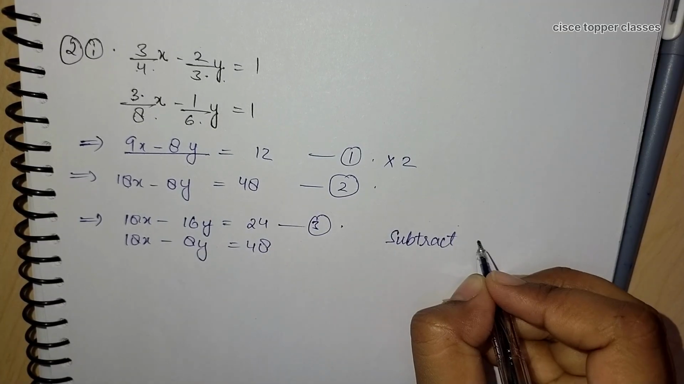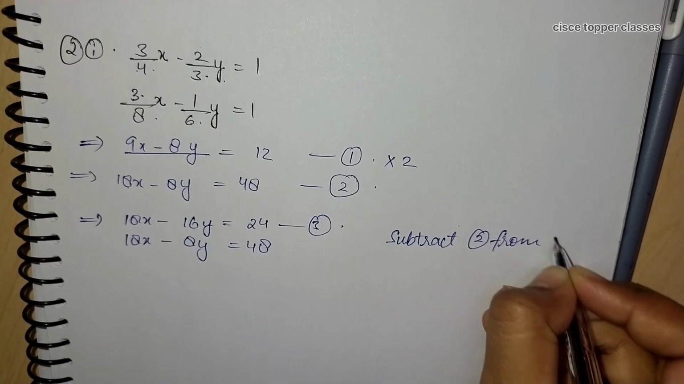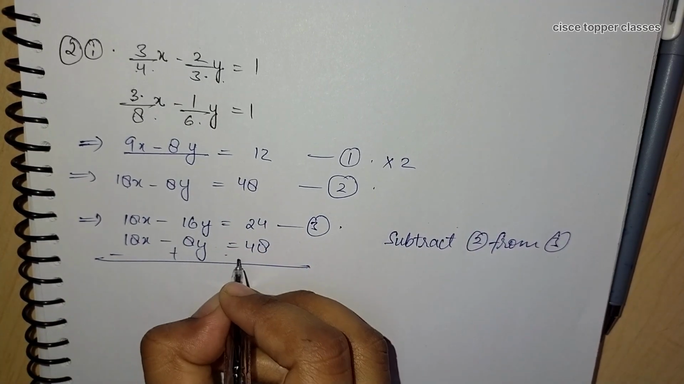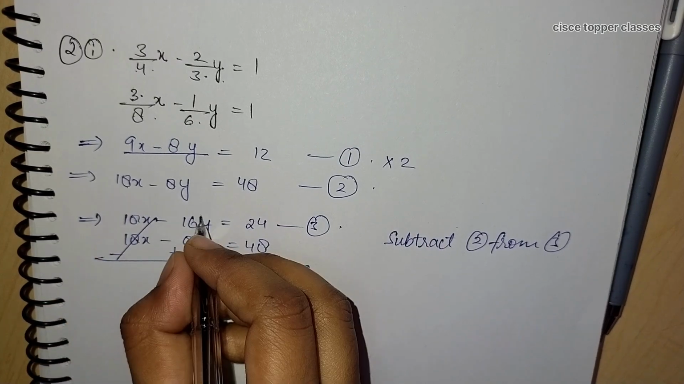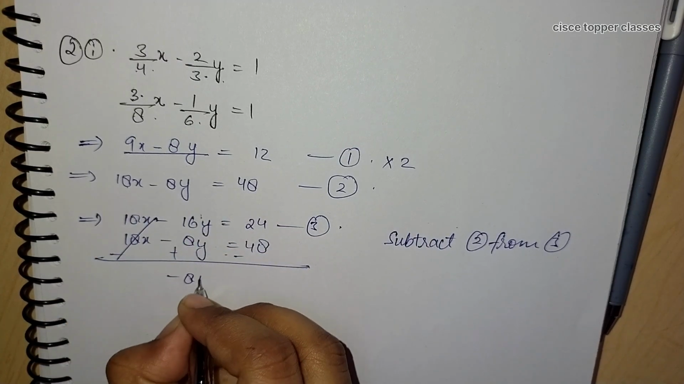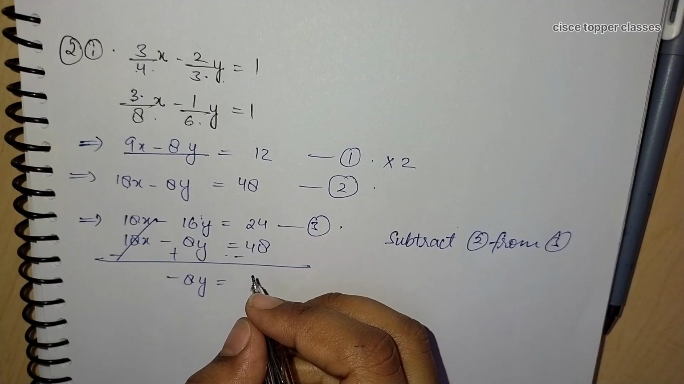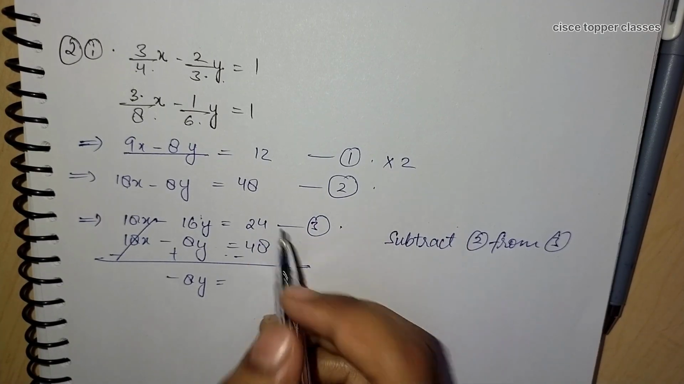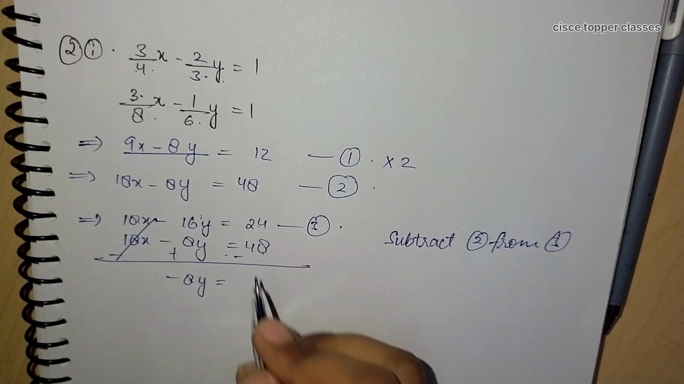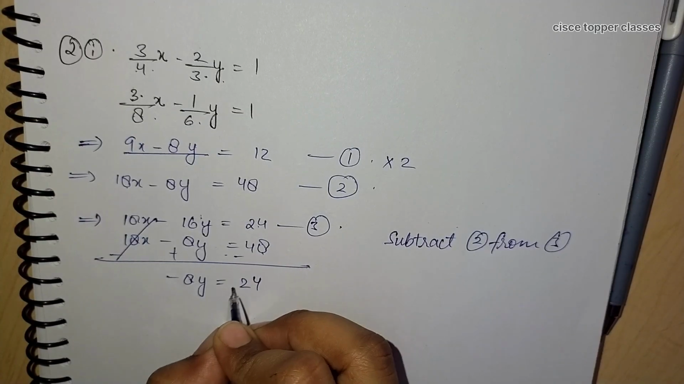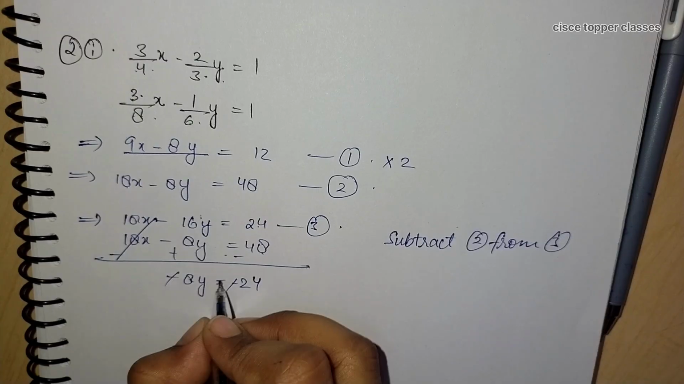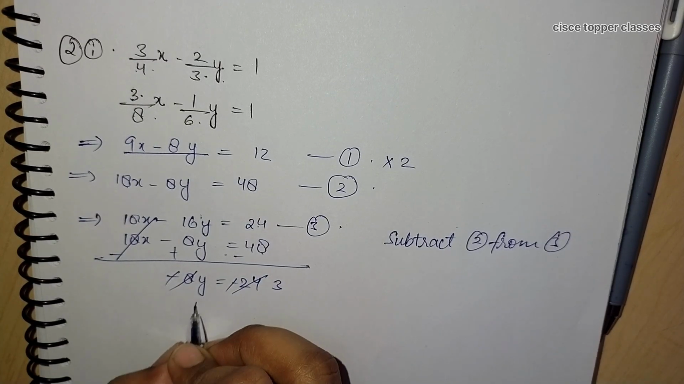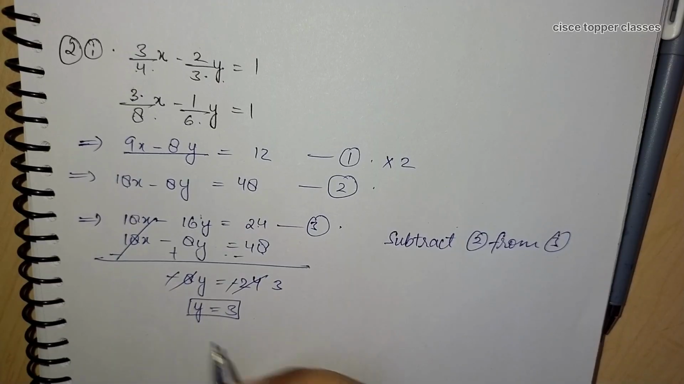Subtract the second from the third. We will get, on subtracting, minus 8y equal to 24 minus 48, so minus 24. Now we can cancel out the minus from both sides. Here we will get 3. So y is equal to 3.